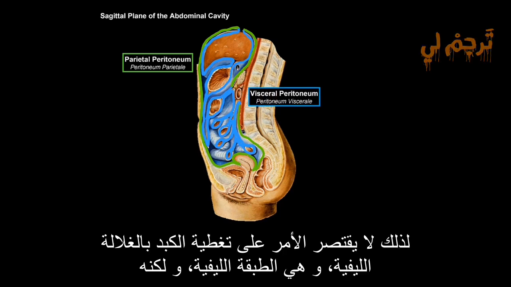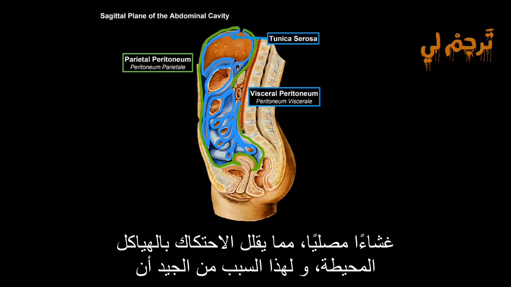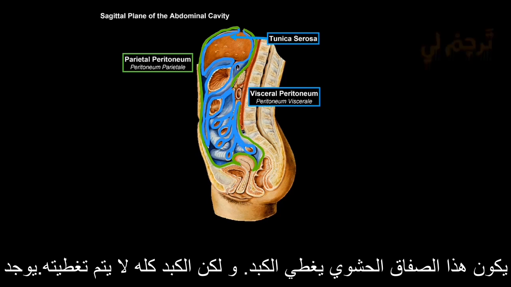So not only is the liver covered by the tunica fibrosa, the fibrous layer, but it's also covered by the visceral peritoneum, also called the tunica serosa, because the peritoneum forms a serous membrane which reduces the friction to surrounding structures. That's why it's very good to have the visceral peritoneum covering the liver.